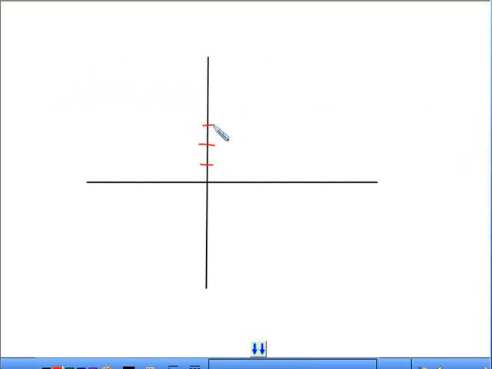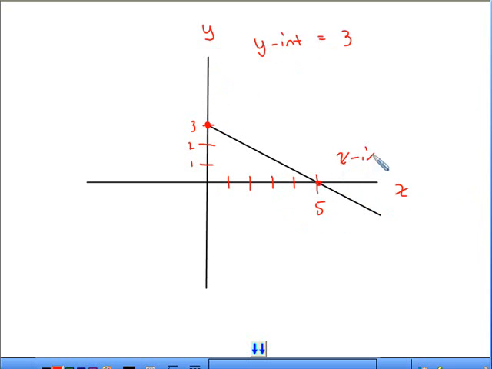Let's say 1, 2, 3. 1, 2, 3, 4, 5. So for this graph right here, since the line touches the y-axis right here, the y-intercept for this line will be equal to 3. And this is the x-axis, so the x-intercept for this line would equal 5.